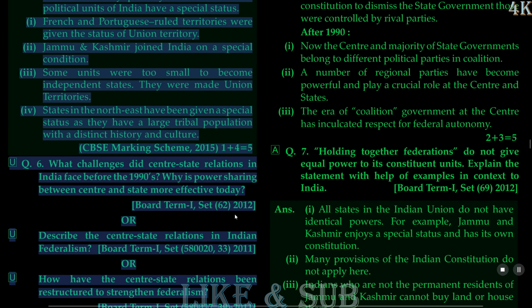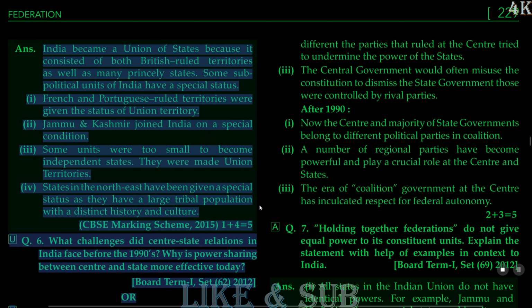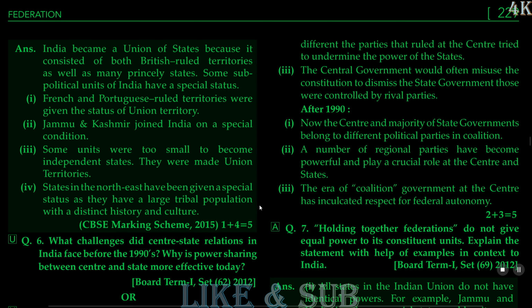India became a union of states because it consisted of both British-ruled territories as well as many princely states. Some sub-political units of India have a special status. 1. French and Portuguese ruled territories were given the status of Union Territory. 2. Jammu and Kashmir joined India on a special condition. 3. Some units were too small to become independent states. They were made Union Territories.